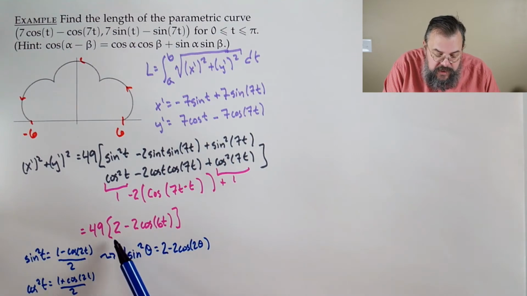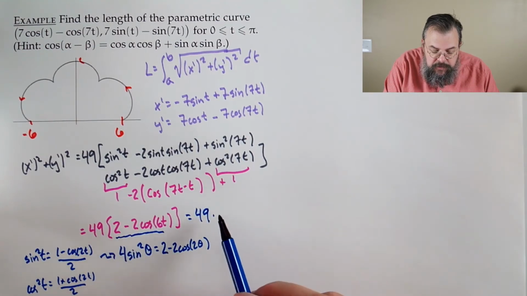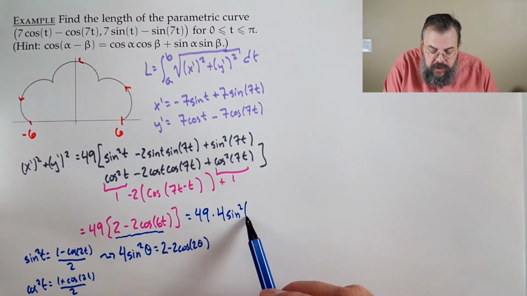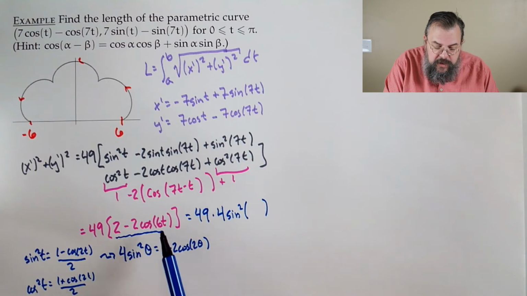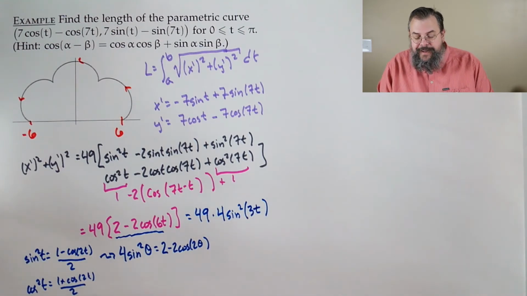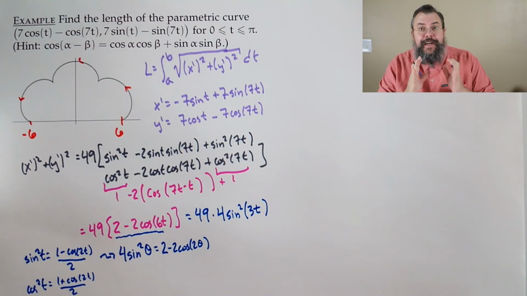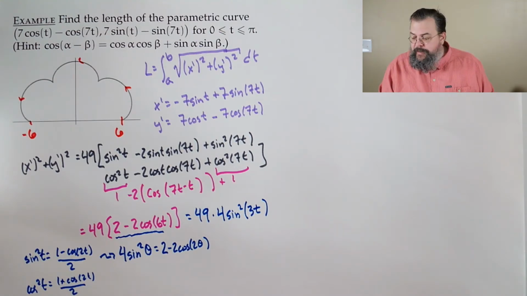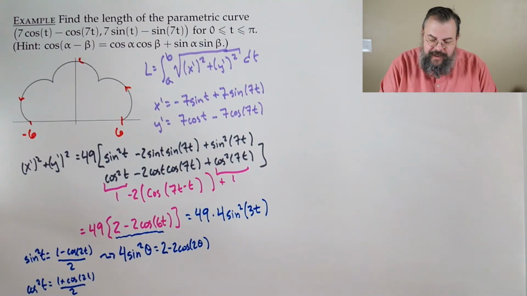So what does that say? It says that this piece right here, we can rewrite it. So it's 49, and this becomes 4 sine squared of, here we've got to be careful. Okay, so 2 times our theta is 6t. So theta should be 3t. All right, great, good. Now we're really happy here. Because our inside term, that square root of x prime squared plus y prime squared, really is the square root of something which is a square. Our best possible outcome.